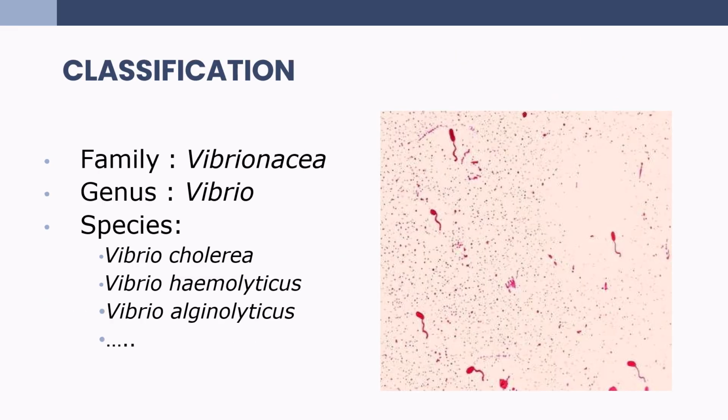Let's now talk about the classification of Vibrios. They belong to the Vibrionaceae family and the Vibrio genus. This genus includes several species of medical interest, mainly Vibrio cholerae, which causes cholera, Vibrio hemolyticus, and Vibrio alginolyticus, as well as other species associated with human infections, particularly those of digestive origin or related to the marine environment.